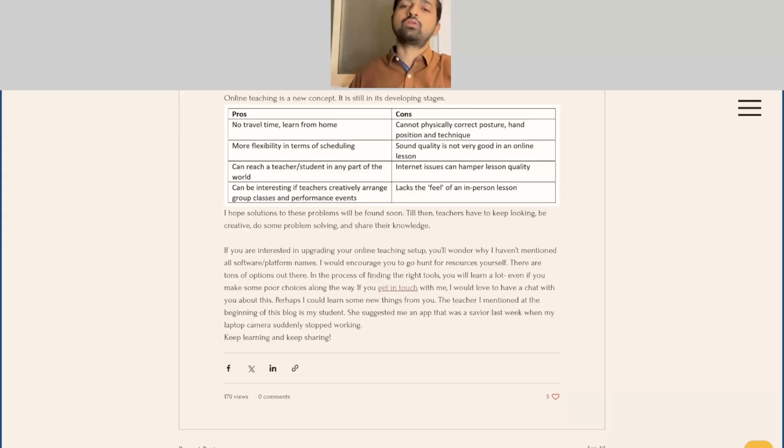Cons: it cannot physically correct posture, hand position and technique. Sound quality might not be good every time. Internet issues can hamper the lesson. It lacks the feel of an in-person lesson.